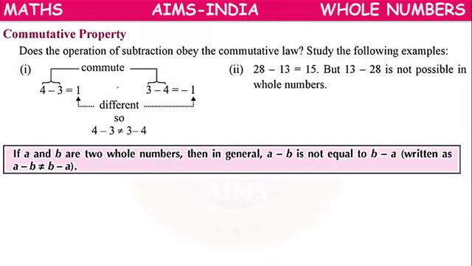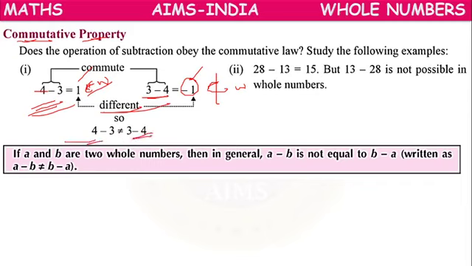Next, the commutative property. If you have numbers like 4 and 3, what is the difference? 4 minus 3 results in 1, which is a whole number. But if we reverse it, 3 minus 4, we get minus 1, which is not a whole number. If we take A minus B, we get one result; B minus A gives another result. The two results are different. 4 minus 3 is not equal to 3 minus 4.